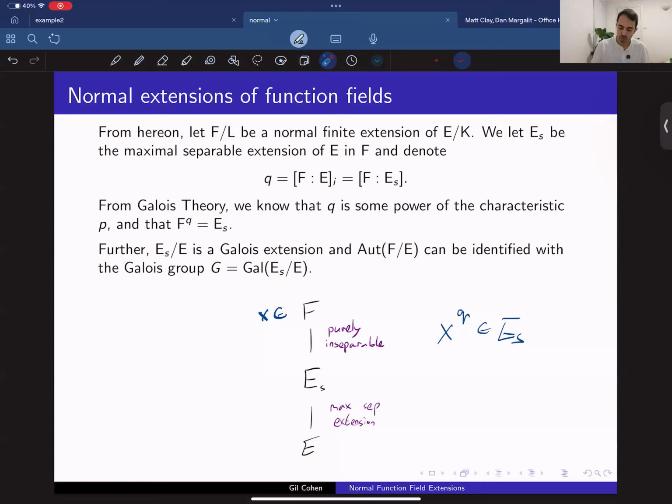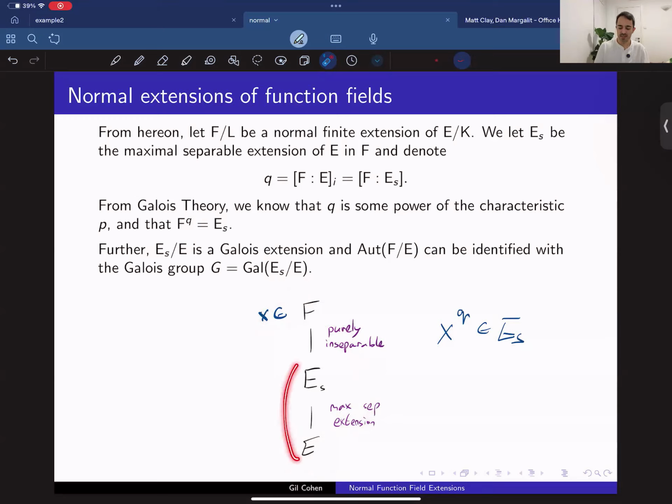Okay, so to recap, this is always a Galois extension because F over E is normal, and the automorphism group of that is a Galois extension. So every automorphism of E_S over E maps E_S to itself, and because every element of F to the power Q sits in E_S, there is only one way to extend any sigma in the Galois extension here to an automorphism of F over E.